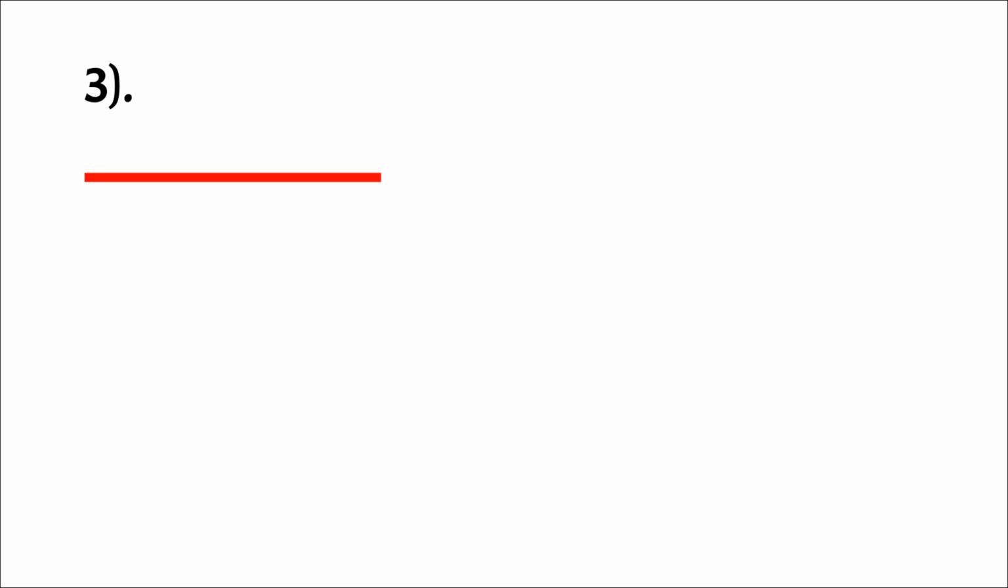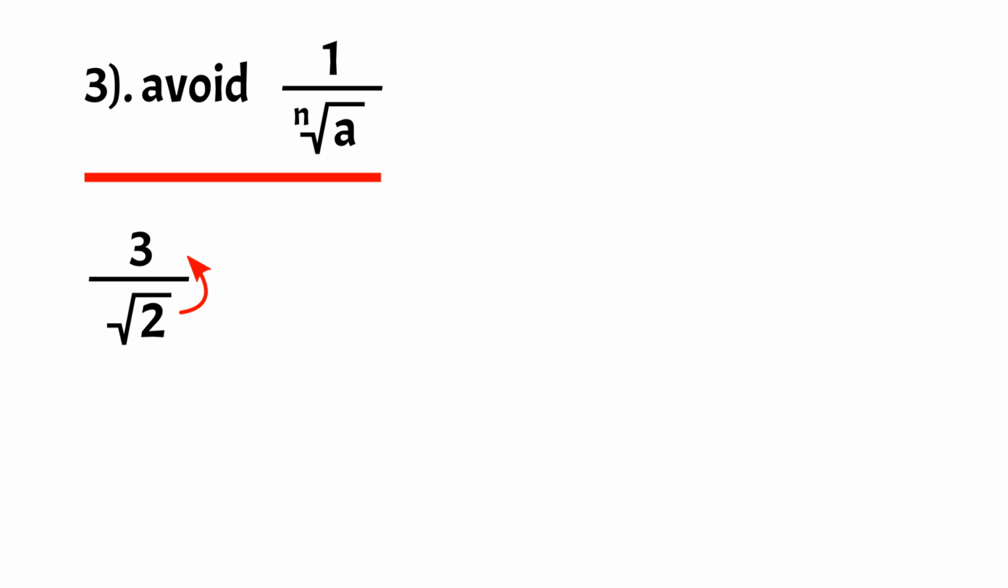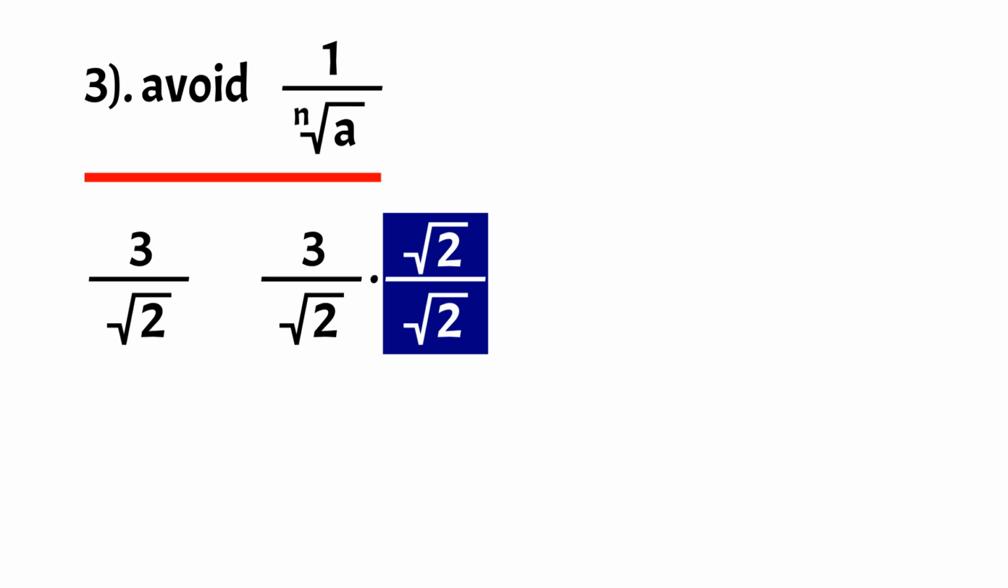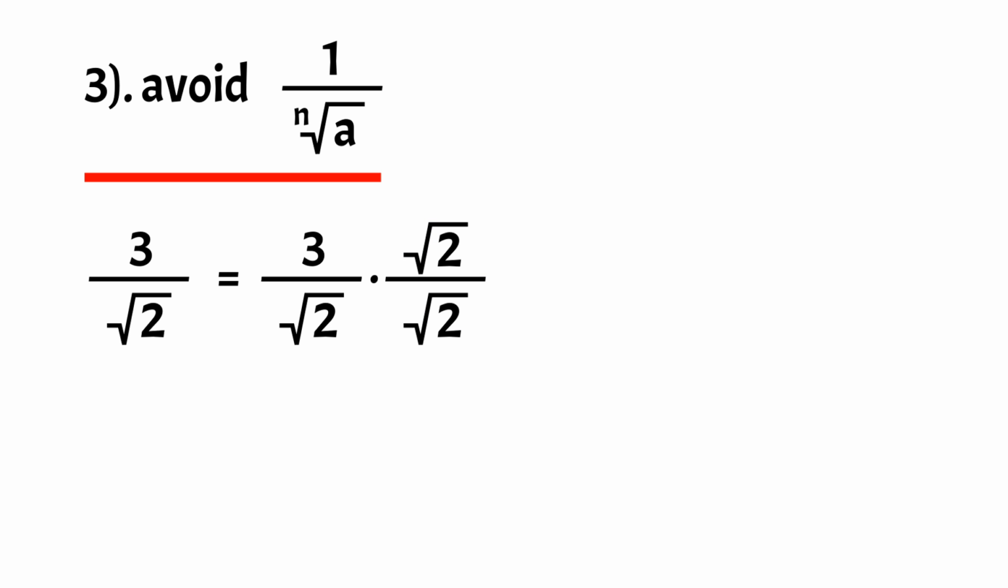The third thing is also about notation. For some reason, people don't like roots in the denominator. So if you meet one like this, it's better to move it up. Okay, but how? Well, if down there is square root, we multiply the expression with that root over that same root. Okay, since this is basically 1, we didn't alter anything.